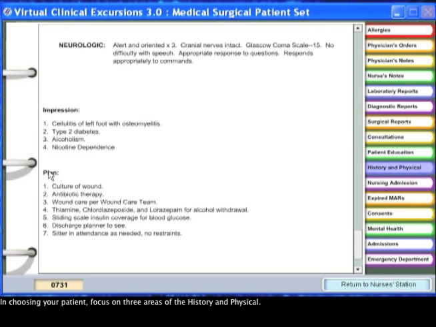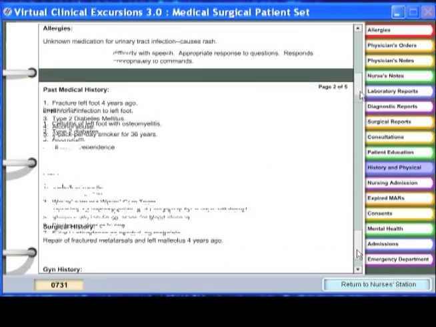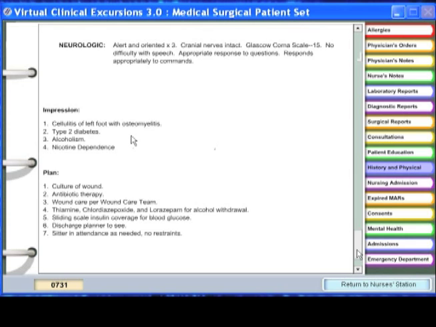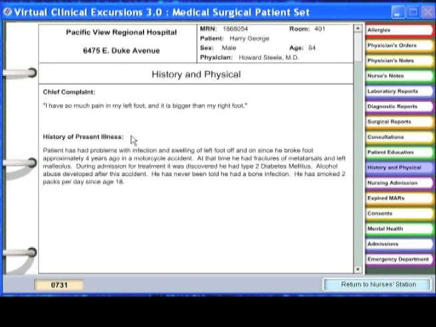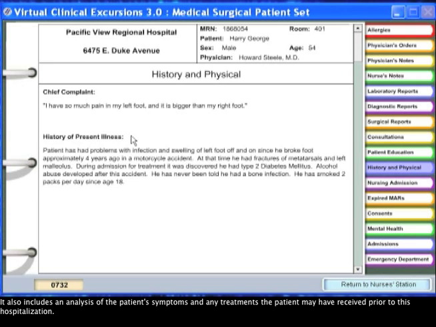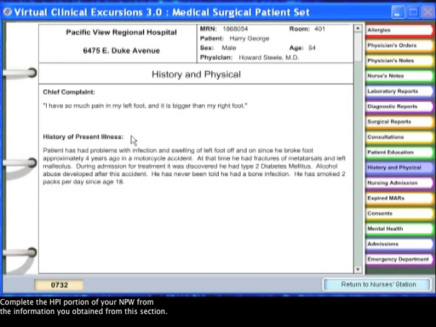In choosing your patient, focus on 3 areas of the history and physical. Focus on the history of present illness at the beginning of this page, and the assessment or impression and plan at the bottom of this page. First, let's look at the history of present illness. This section describes the patient's symptoms or problems in chronological order from the time of onset to the present time. It also includes an analysis of the patient's symptoms and any treatments the patient may have received prior to this hospitalization. Complete the HPI portion of your NPW from the information you obtained from this section.